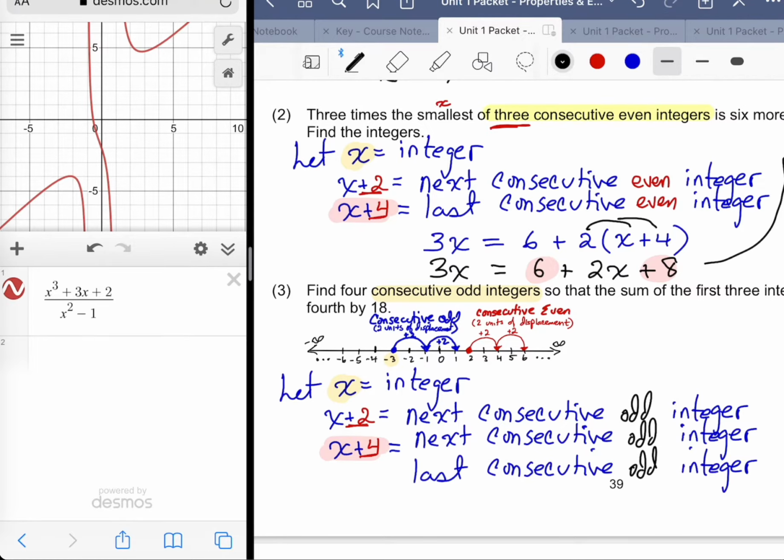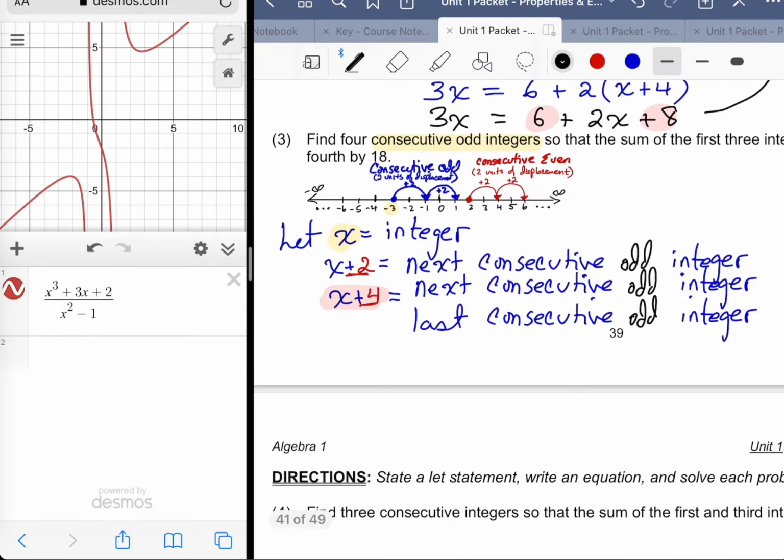The last one, I'd have to go a little bit further. All right, so I went 3 consecutive odd integers. I need to go one more, so x plus 6. All right. So those would be my 4 consecutive odd integers.